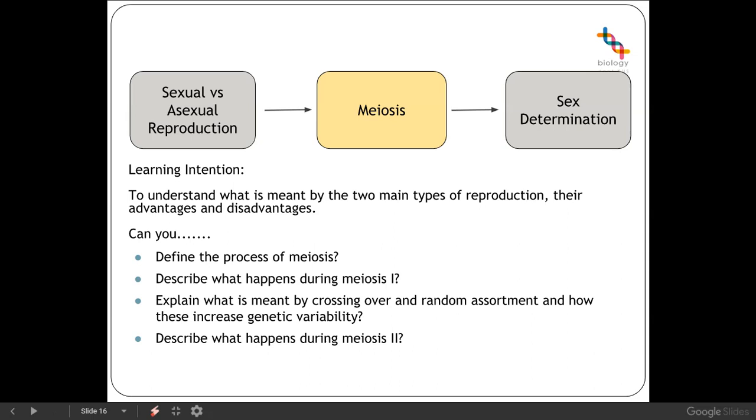And that random assortment is where it considers the positioning of the chromosomes as they line up across the equator, and the fact that they line up independently of each other, irrespective of their maternal and paternal origin. And that these increase variability because it allows the haploid gametes to look genetically dissimilar to the original gametocyte. That during meiosis II, we have a further division during which the sister chromatids of each chromosome are separated to produce a total of 4 haploid cells.